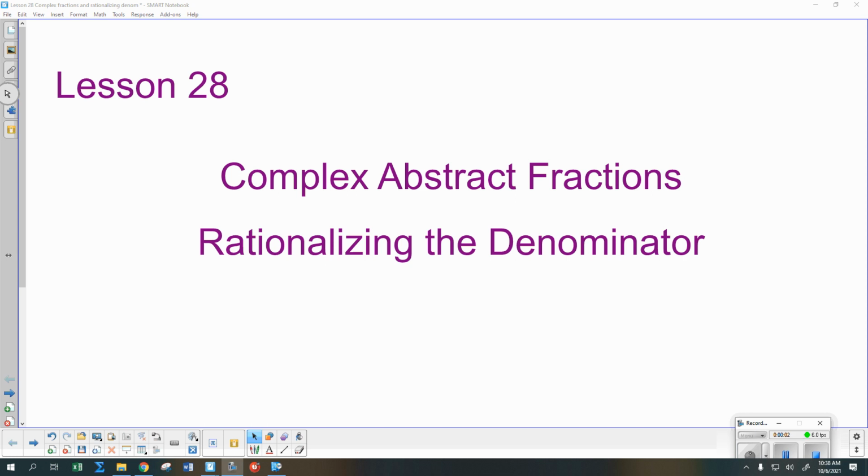So, two different topics in today's lesson. We're going to deal with complex abstract fractions, some messy fractions inside of fractions. Abstract means we've got letters in all of that. And then rationalizing the denominator when we have square roots in the denominator.